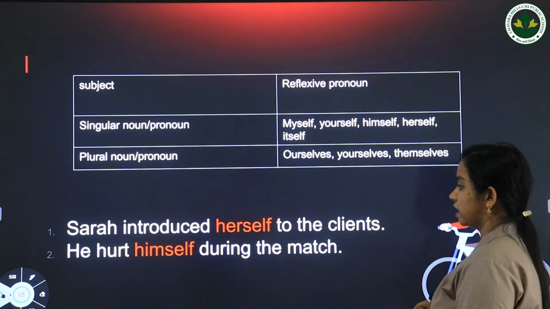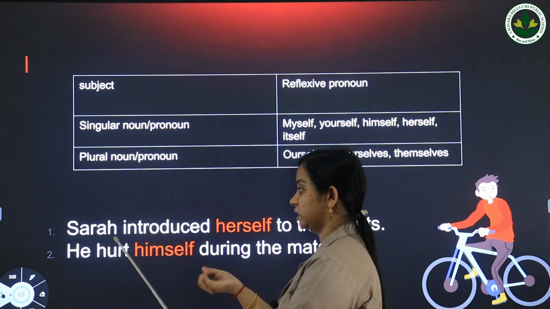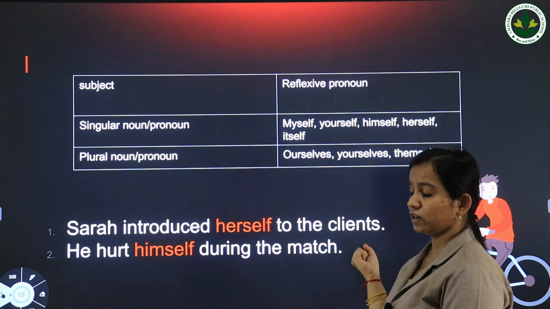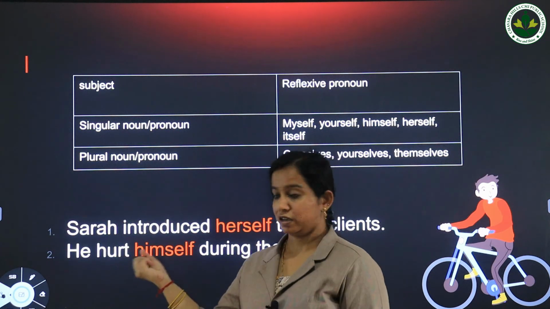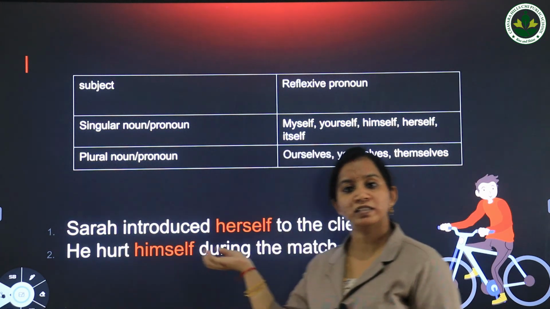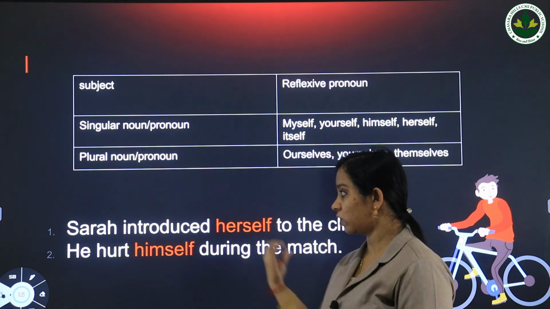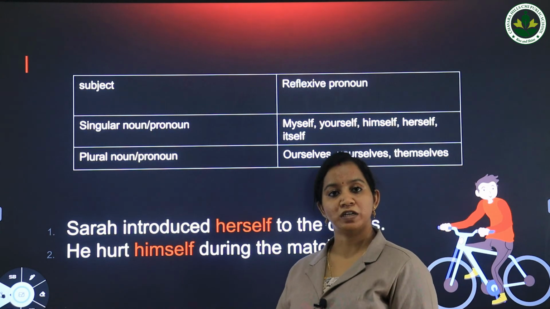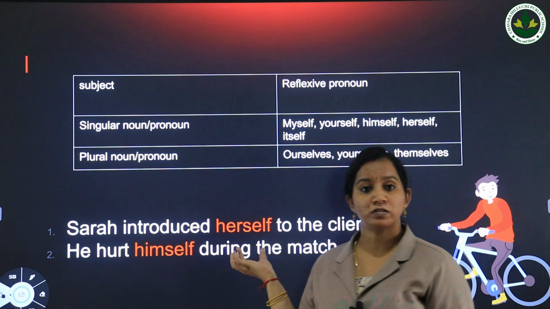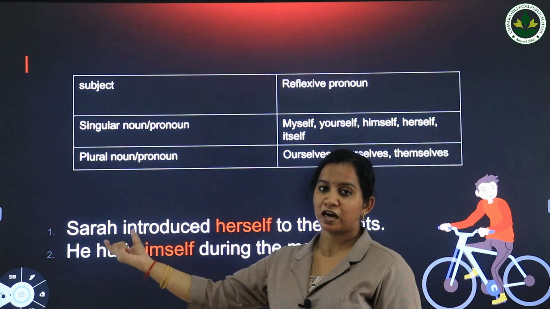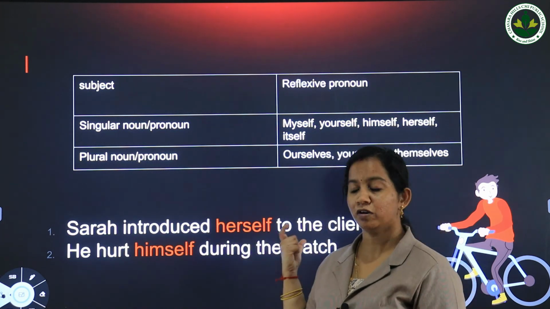Sarah introduced herself to the clients. So Sarah is the subject and she herself introduced to the clients. That means she is giving her own introduction. That means here the subject Sarah is the doer of the action. She is also the receiver of the action because she herself speaks about her own qualities. So here the subject of the action is the same, the object of the action is the same. That's why a reflexive pronoun is used. The reflexive pronoun is herself because Sarah is a lady or a woman. That's why we used the reflexive pronoun herself.